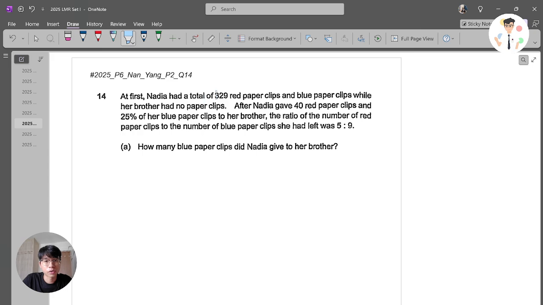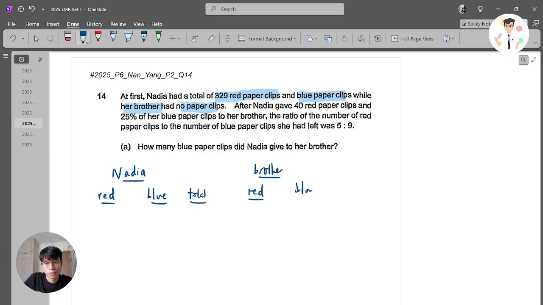At first, Nadia had a total of 329 red paper clips and blue paper clips, while her brother had no paper clips. Okay, so now I have two persons. First, I have Nadia. Next, I have the brother. And each of them kind of has red and blue here. And of course, there's a total. And brother also has red, blue, total. But the question makes it clear that at first, brother has nothing, but Nadia has 329.